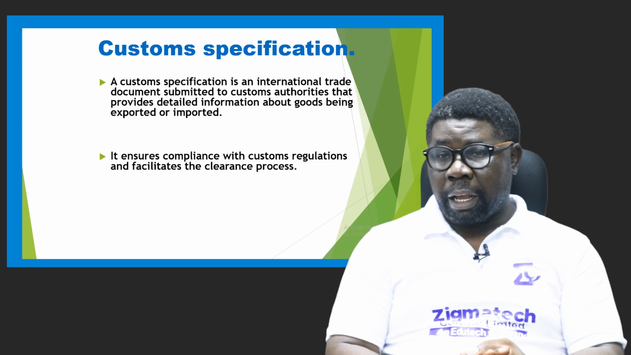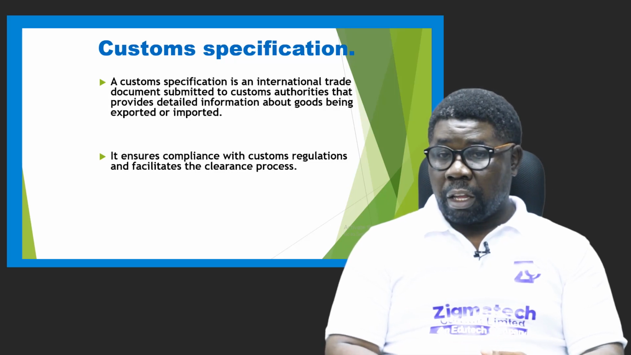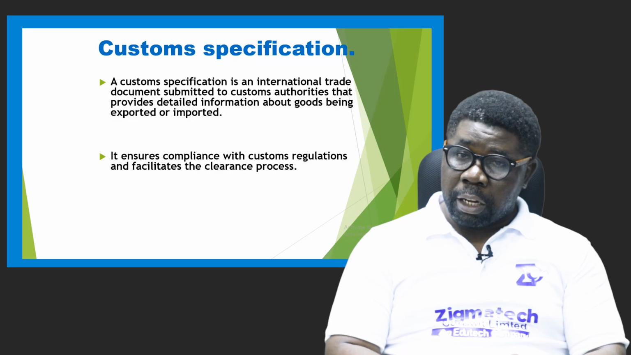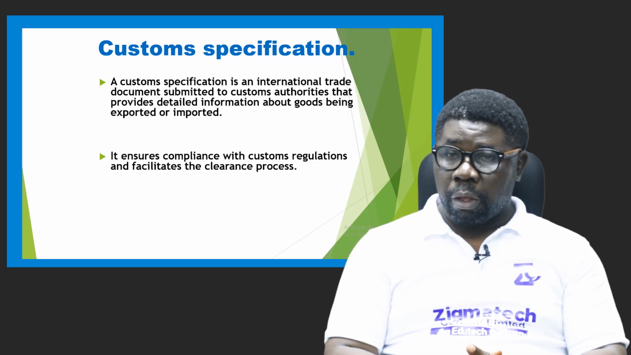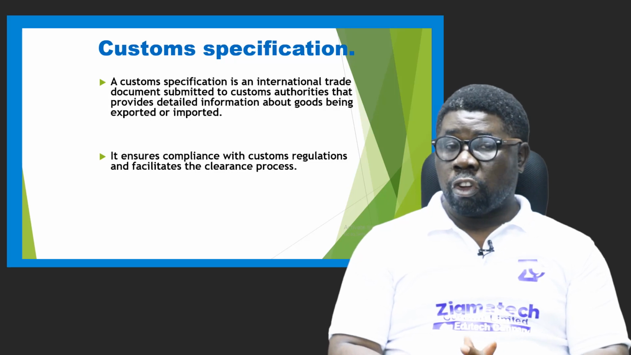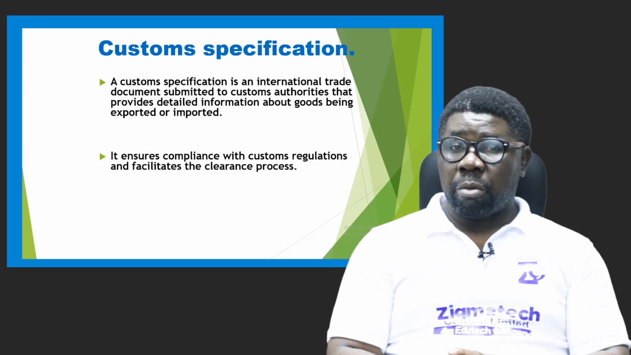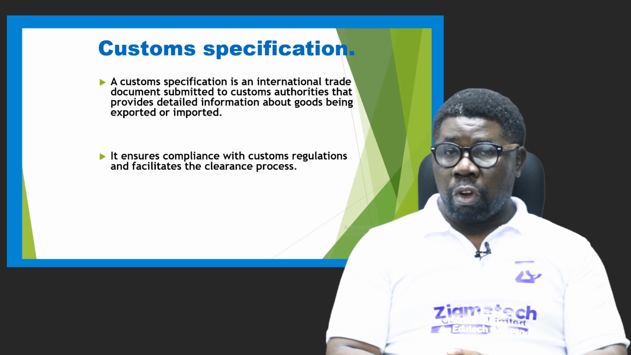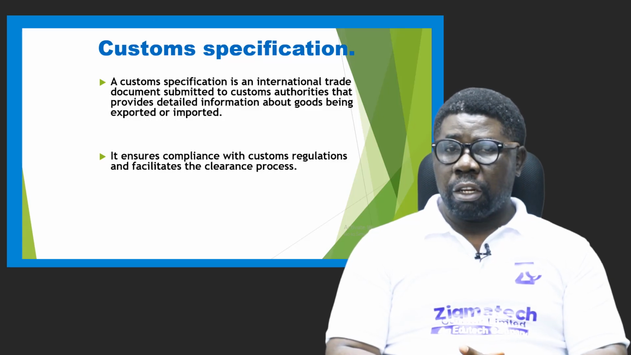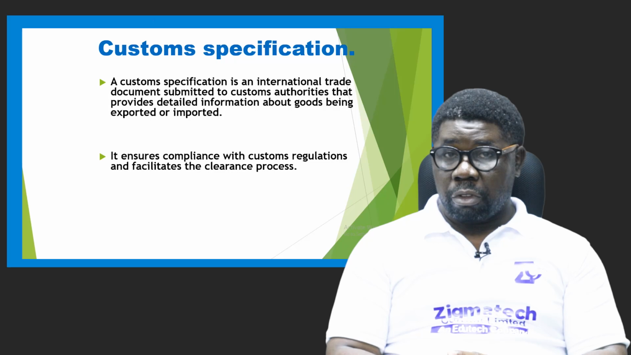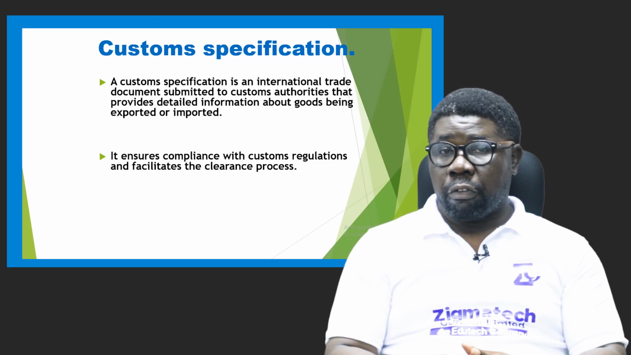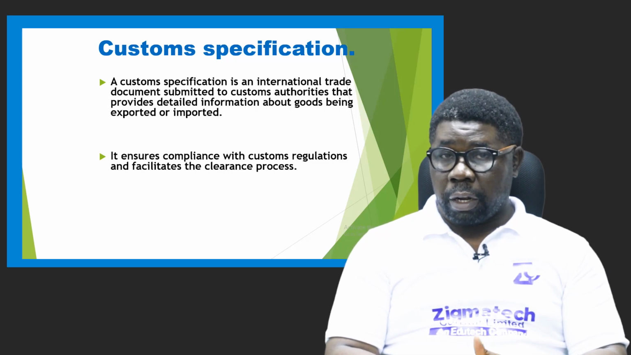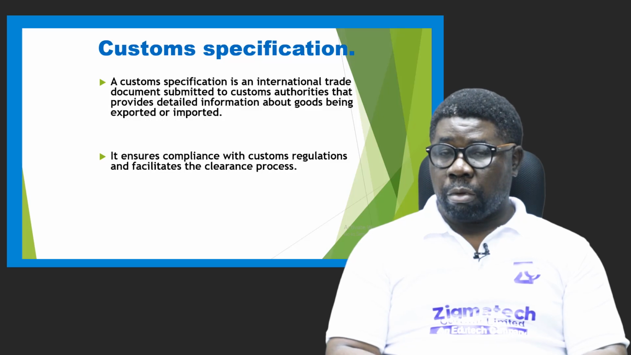It ensures compliance with customs regulations and facilitates the trade clearance process. So without that, you will be stuck or you cannot continue your transactions from there. So that's why it's called customs specification. There are some items or areas of specification that make a transaction void, right? That can make it non-applicable.